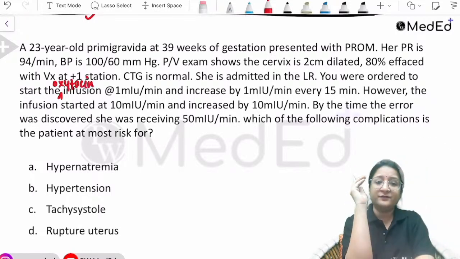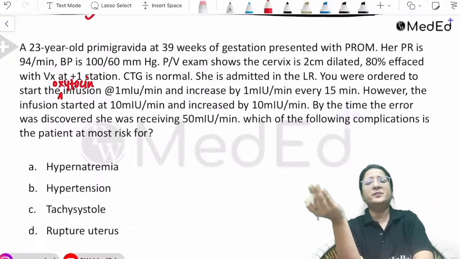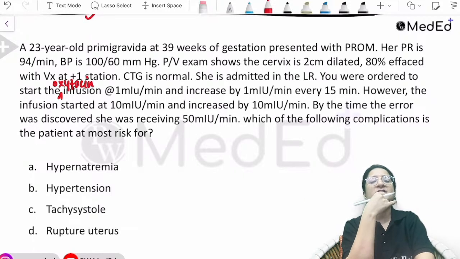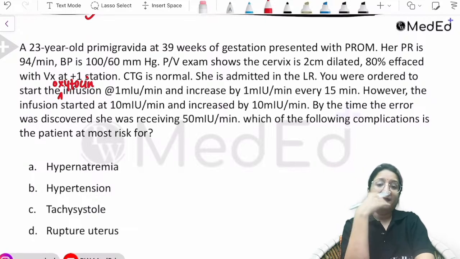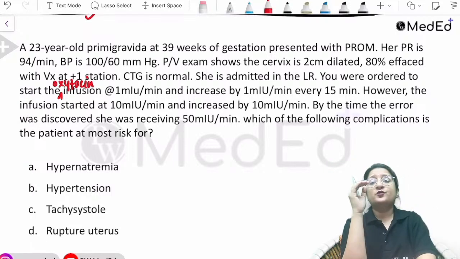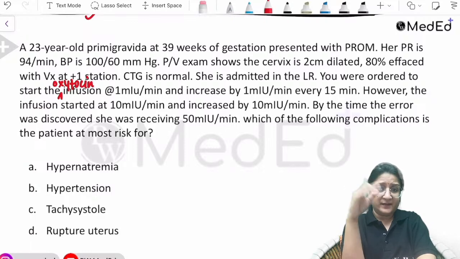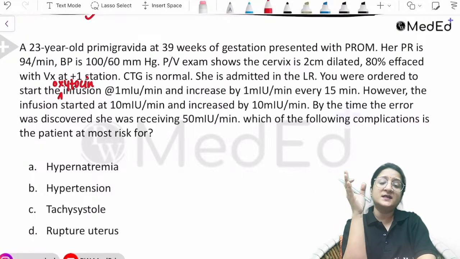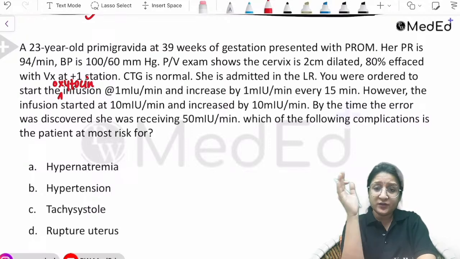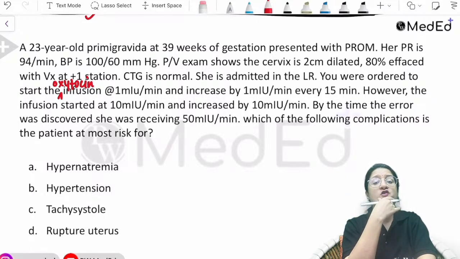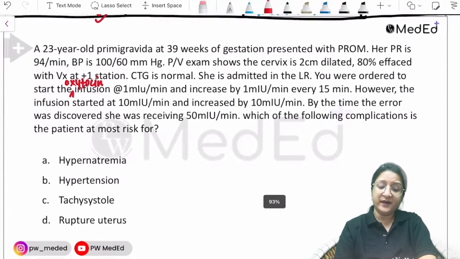Oxytocin infusion at 1 MIU per minute and keep increasing by 1 MIU per minute every 15 minutes. However, mistakes happen. The infusion was started at 10 MIU per minute, increased by 10 MIU per minute. By the time the error was discovered, she was receiving 50 MIU per minute. Which of the following complications is the patient at most risk for? What is the most immediate complication?